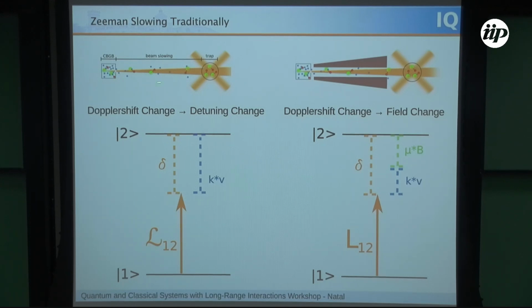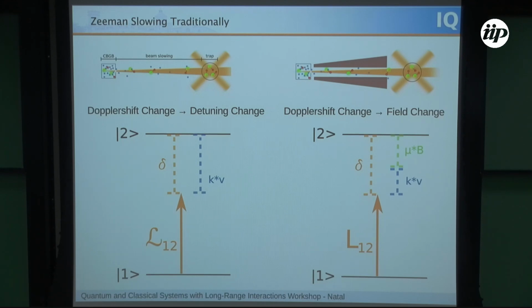There's a beam coming out of it, and you shine a laser beam from this side onto the atoms or molecules in order to get radiation pressure and slow down the particles. Of course, you need to detune your laser because the molecules are seeing this laser Doppler shifted, so you detune by the Doppler shift.